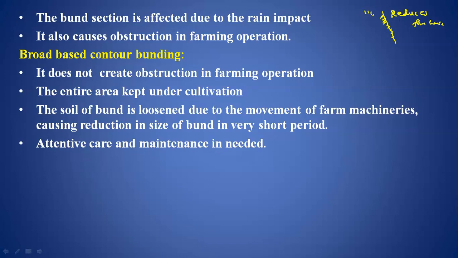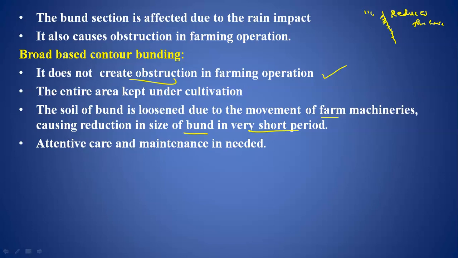Next, broad-based contour bunding. It does not create obstruction, which is one of the major important points. In broad-based contour bunding, the entire area can be kept under cultivation. The soil of the bund is loosened due to the movement of farm machinery, causing a reduction in the size of the bund in a very short period.